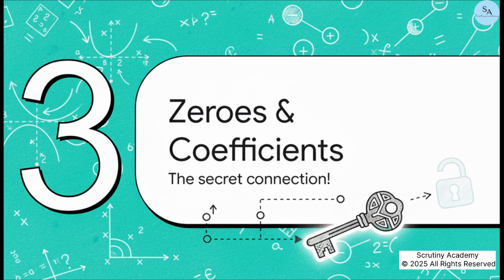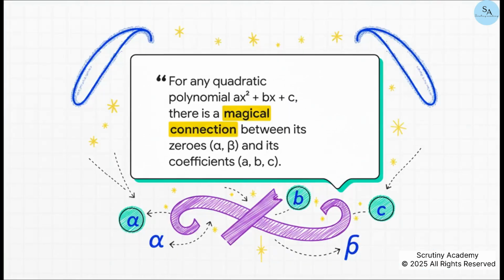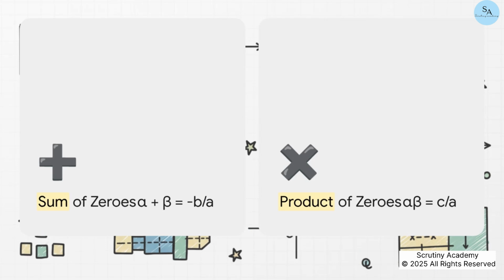Okay, we know what zeros are, and we know what coefficients are. Those are just the numbers in front of the variables. Now, let's talk about the secret relationship between them. This, right here, is the key that will unlock almost any problem they throw at you. We're going to focus on quadratics, the standard ax squared plus bx plus c form. And let's say its 2 zeros are alpha and beta. Don't worry about the Greek letters, they're just placeholders, like x and y. The big idea is that there is a direct, magical link between those zeros, alpha and beta, and the coefficients a, b, and c.